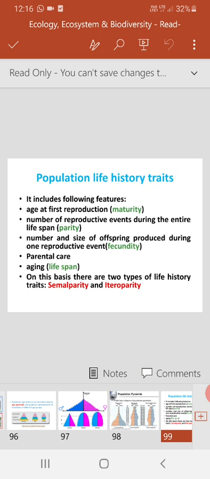And further, whether parental care is present or not. In some populations, there is no parental care. After giving birth to the individuals, the parents move here and there. They do not care for their offspring. While in many cases, populations do care. The parents do care about their child. For example, in mammalian populations there is strong parental care. In the case of insects, there is no parental care.